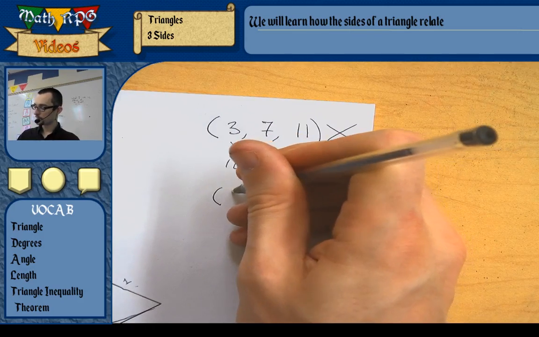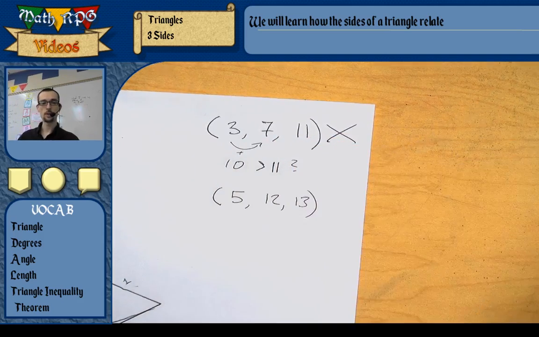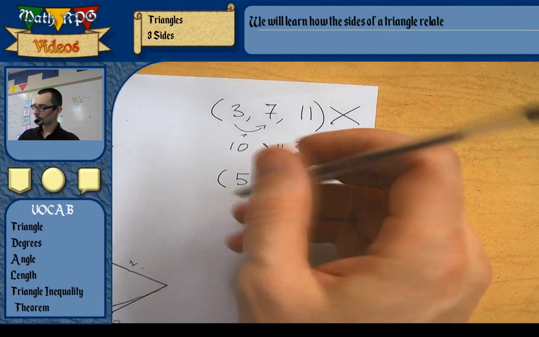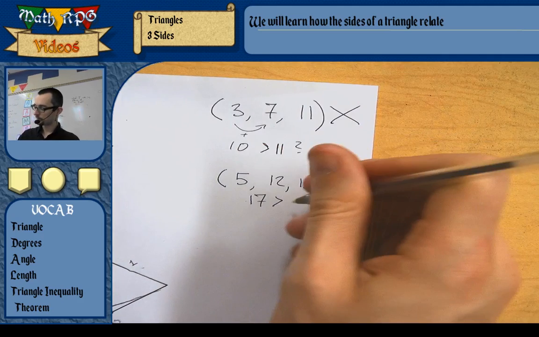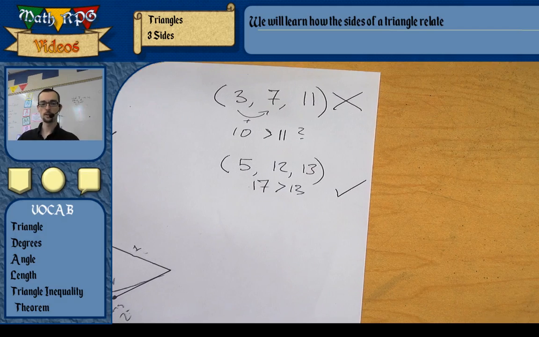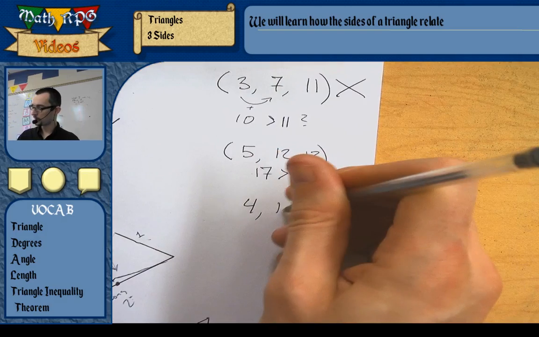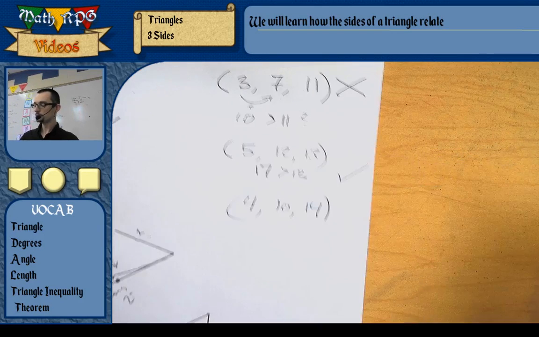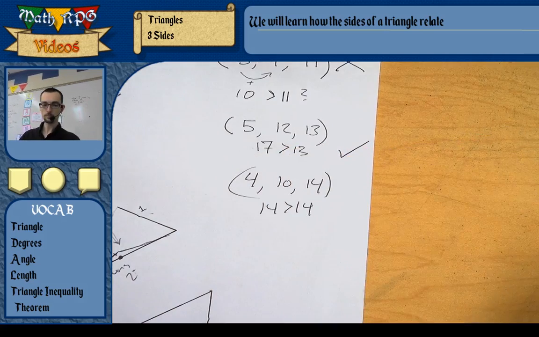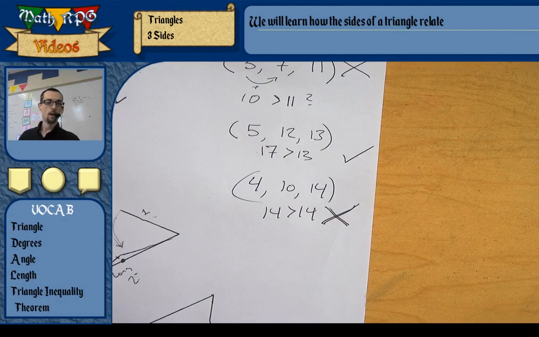Here's another one. What if I have a triangle with sides 5, 12, and 13? Could that be a triangle? Again, I find my two short sides and add them together, 5 plus 12. Is that bigger than your third side? Yes. So that could be a triangle. See how that works? What if I have 4, 10, and 14? Add your two small sides. Is that bigger than your third side? Nope. Equal to doesn't count. It has to be bigger than. That's not going to be a triangle.